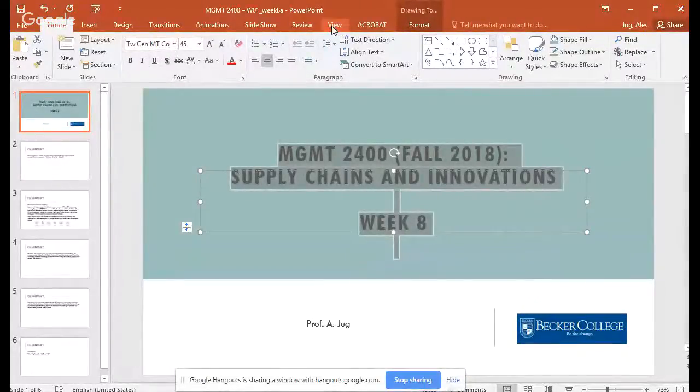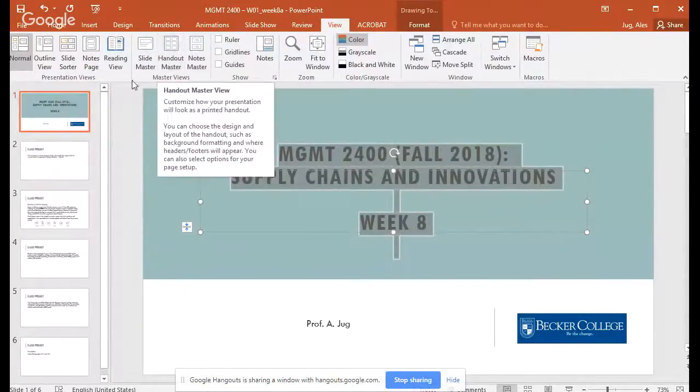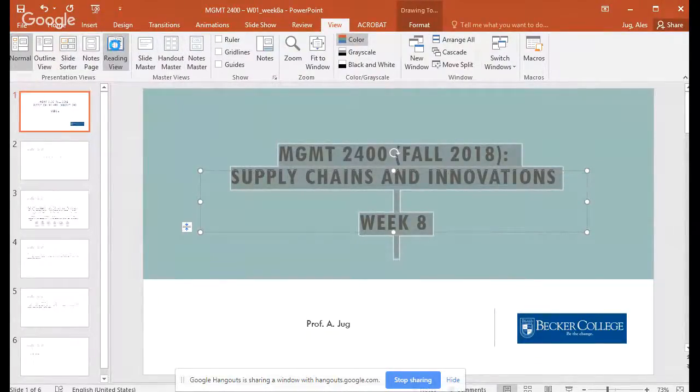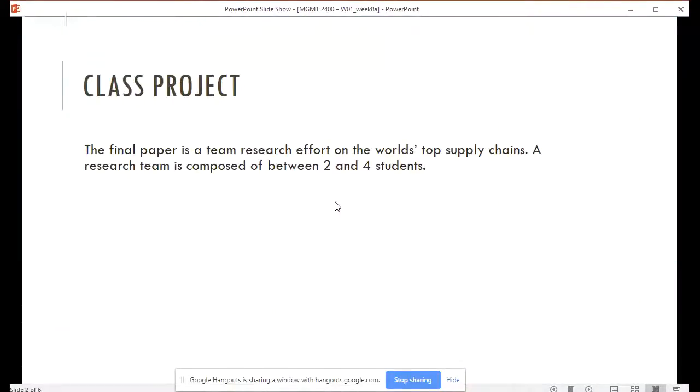So let me open the presentation. So the class project, it's a final paper and a team based project. I'm expecting you to have teams that will have between 2 and 4 students, and you already have teams as you are working on your case reports and case analysis. So probably the best possible way is just to stay with the same team.